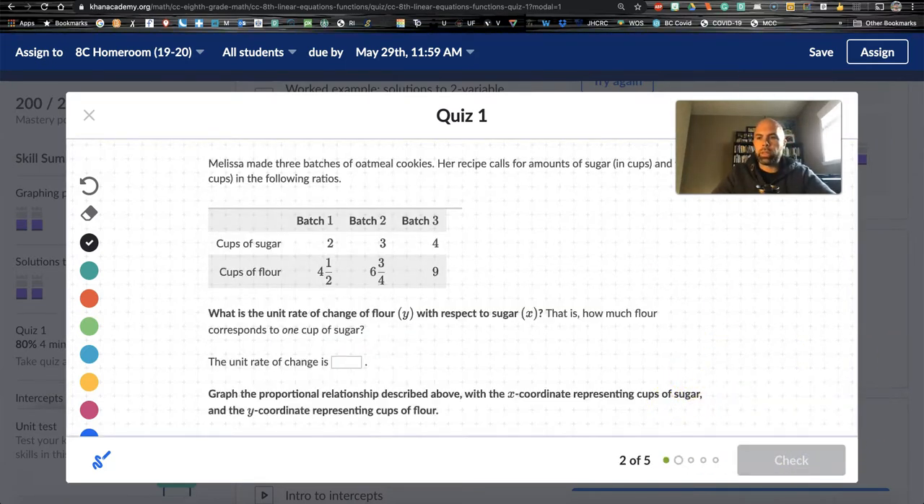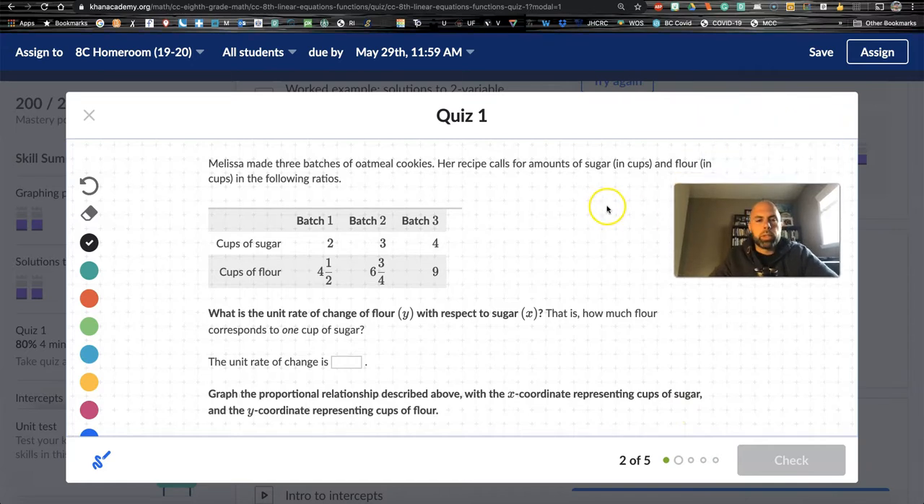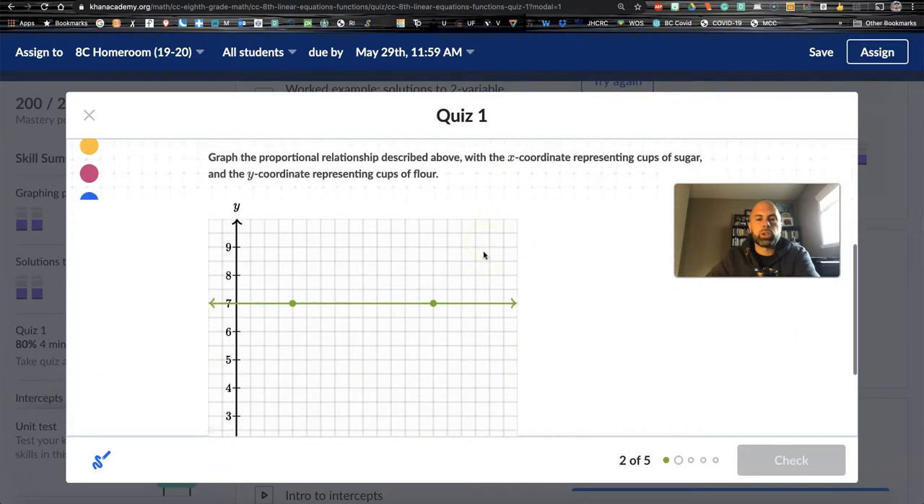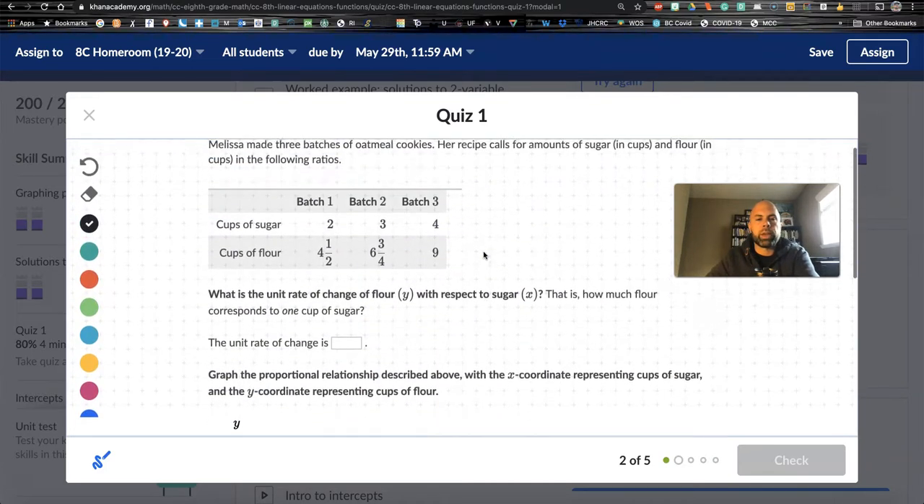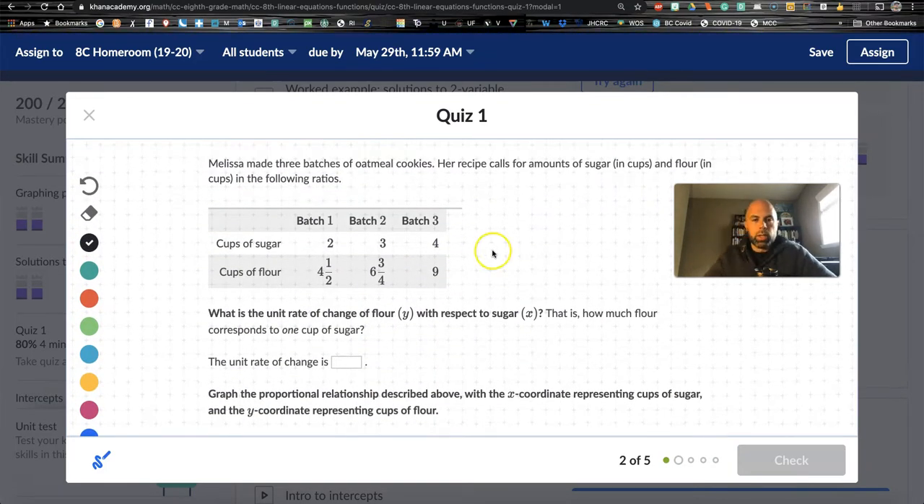I haven't seen one of these problems yet. Melissa made 3 batches of oatmeal cookies. Her recipe calls for amounts of sugar in cups and flour in cups in the following ratios. Oh, we've got a graph here. Okay, fun. Cups of sugar. Batch 1, 2, 3, 4, cups of flour. Wow. Okay. What is the unit rate of change of flour, y, with respect to sugar, x?